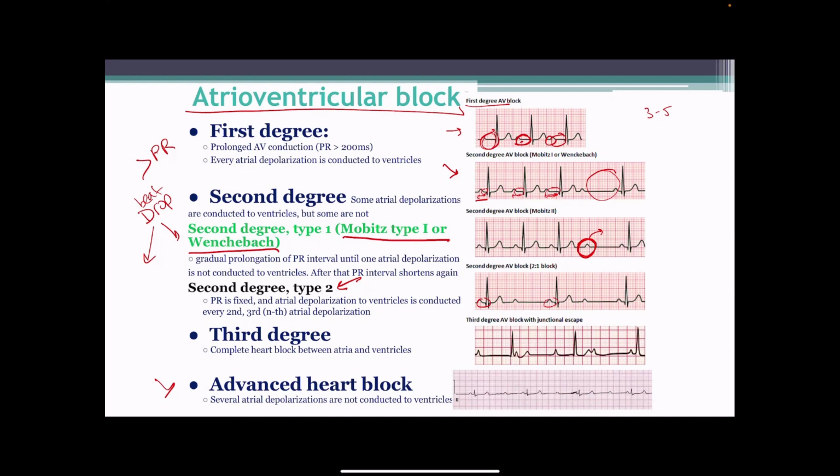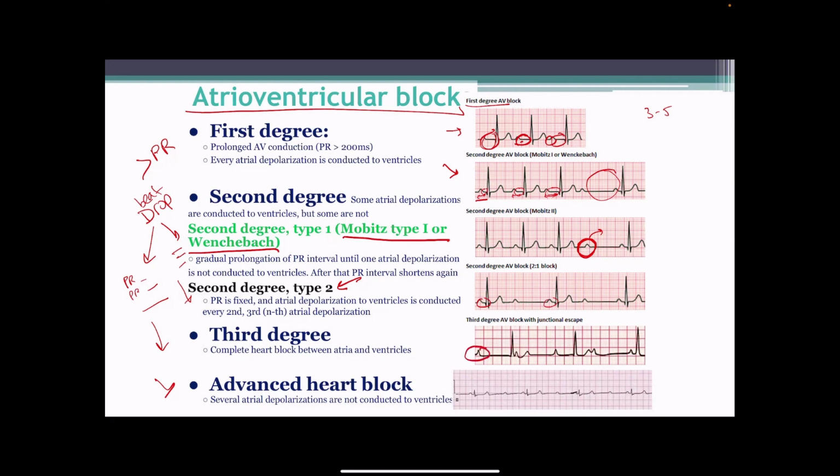In type 1, the PR keeps getting longer and longer, and then a beat drops. But in type 2, the PR is fixed, and you have a dropped beat. In the third degree, there's a disconnection between the atria and the ventricles.